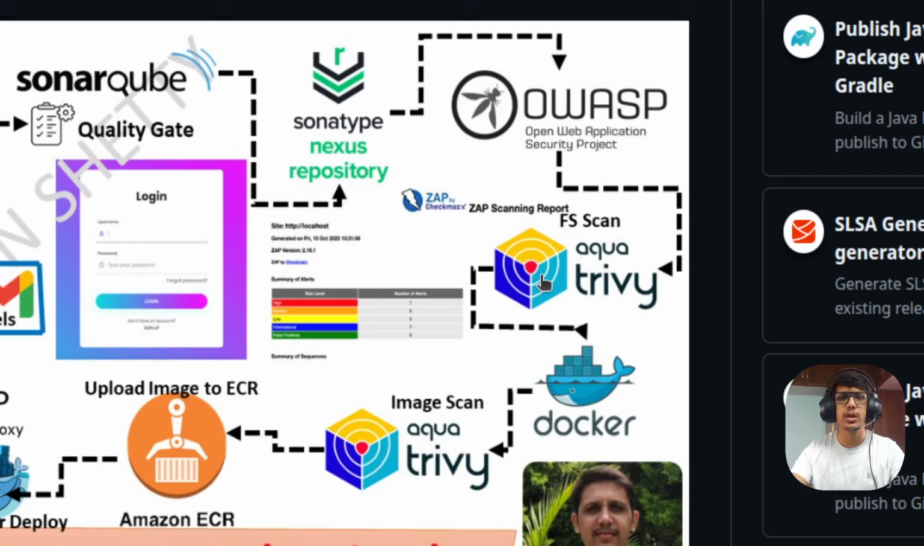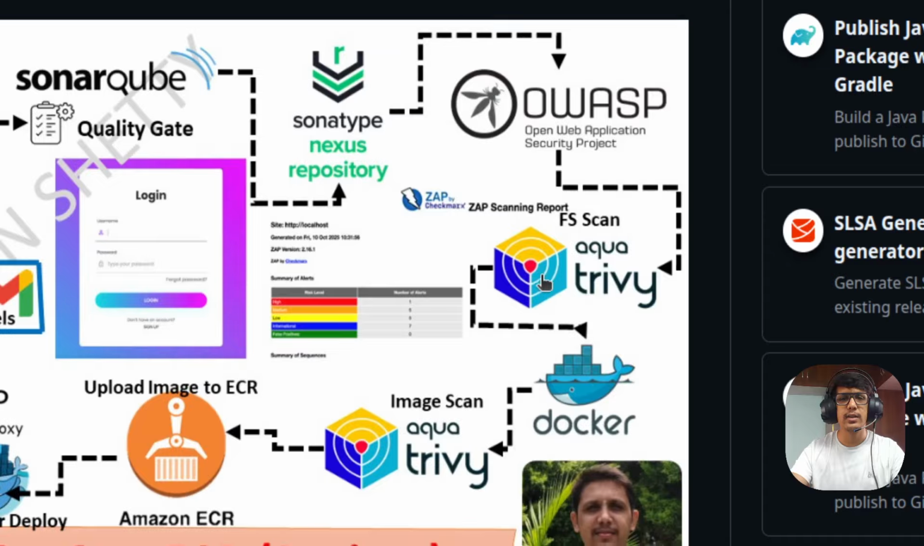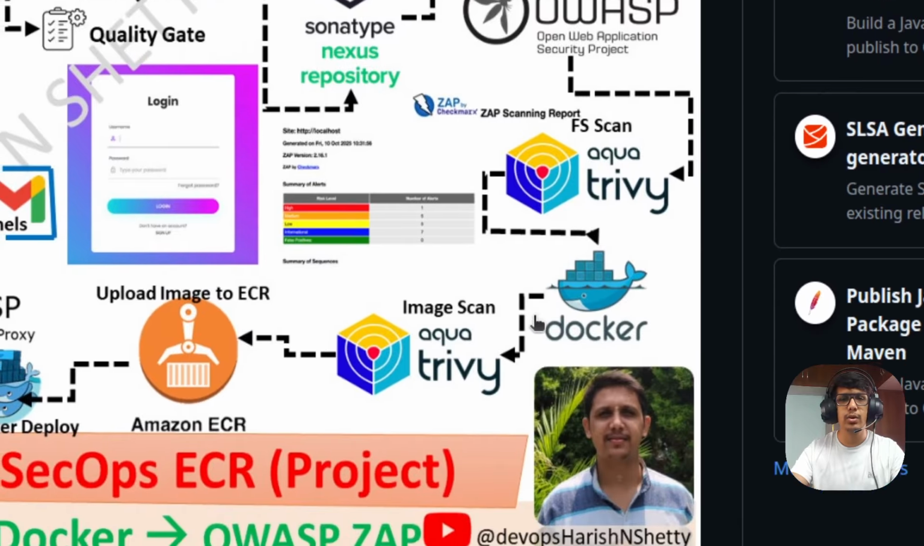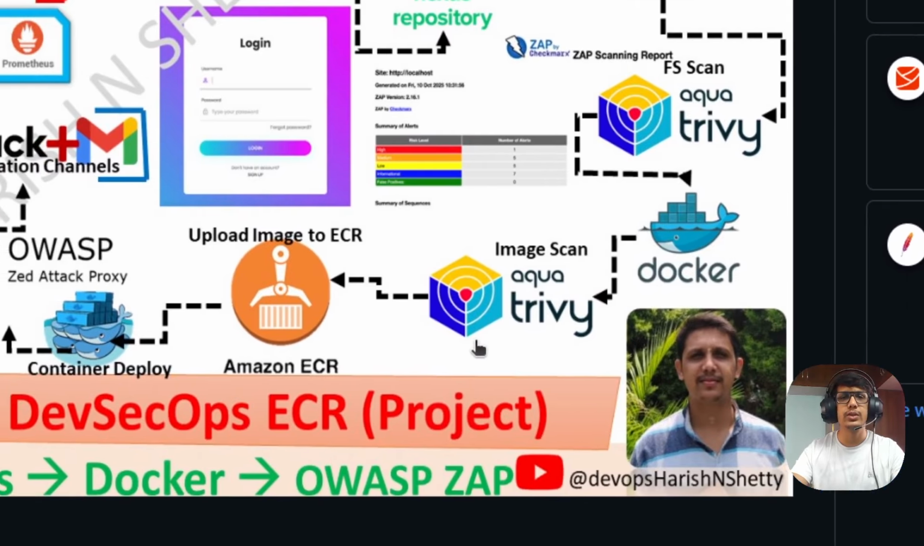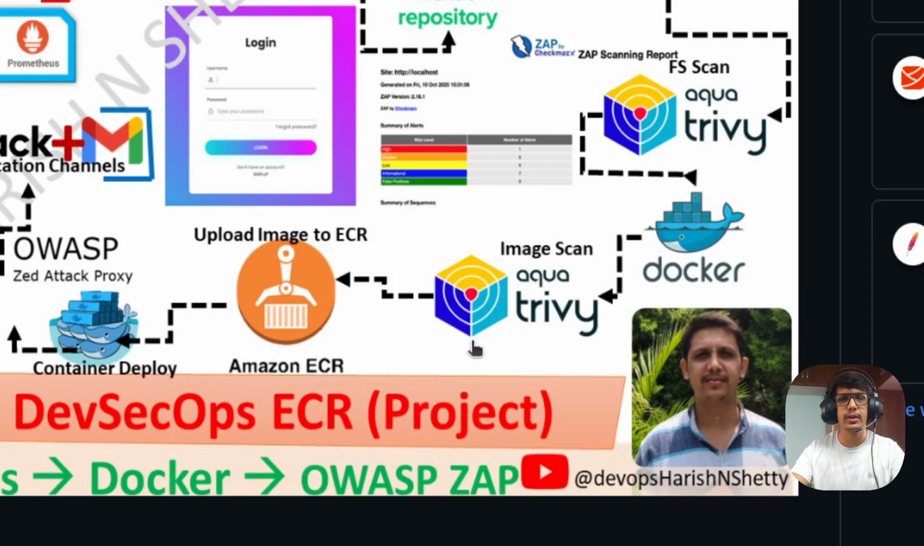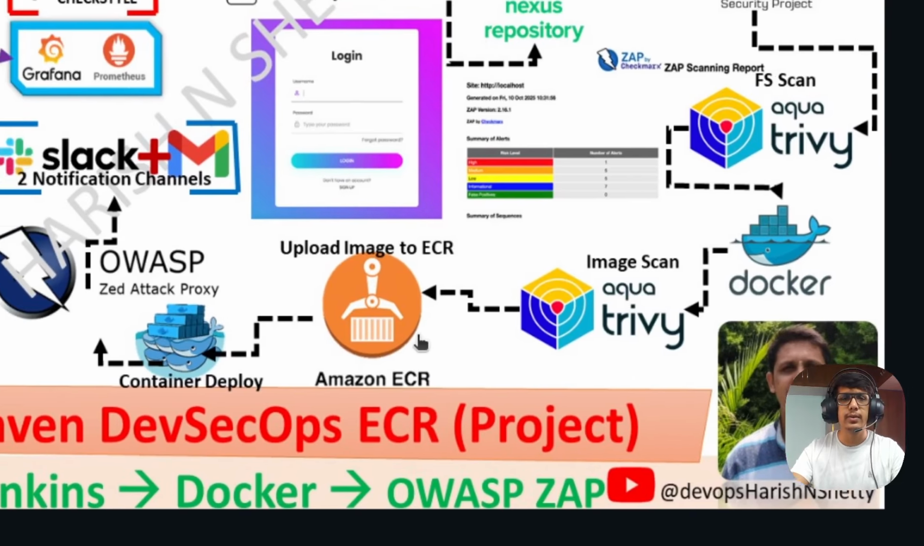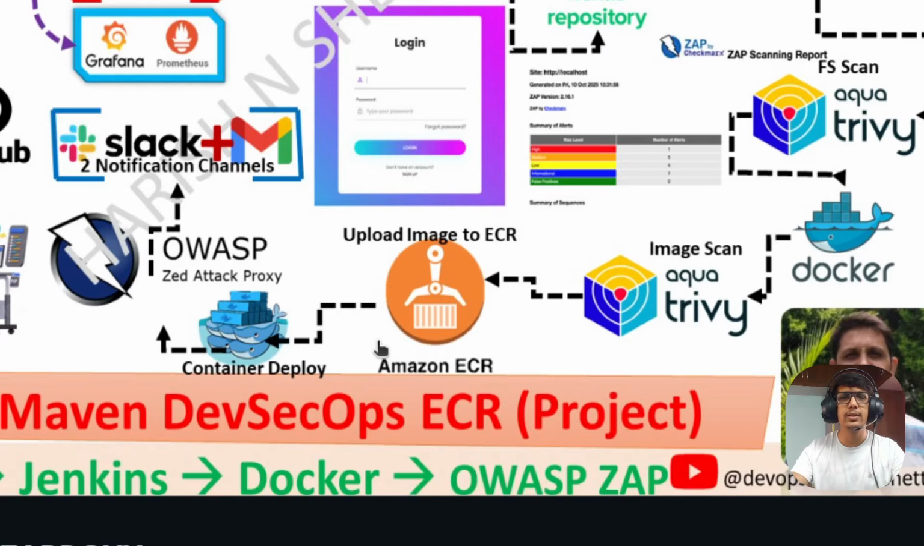Maven project. Once the pipeline is done up to the file scan, we are going to build the Docker image using Docker, and we are going to scan the Docker image via Trivy, the same package scanning tool. Once the image is scanned, we are going to upload the image to ECR, not Docker Hub. This is a dynamic upload. We are not doing any manual work here.